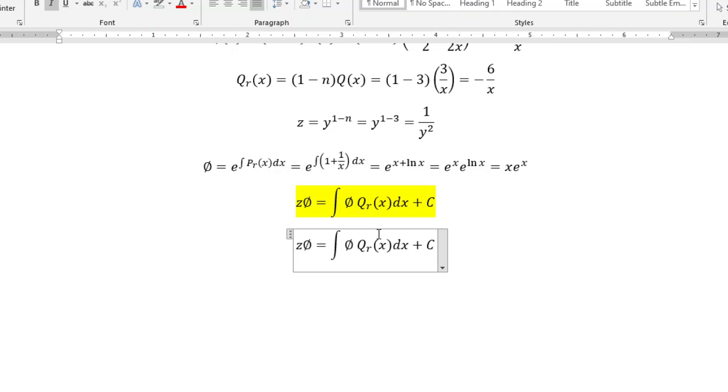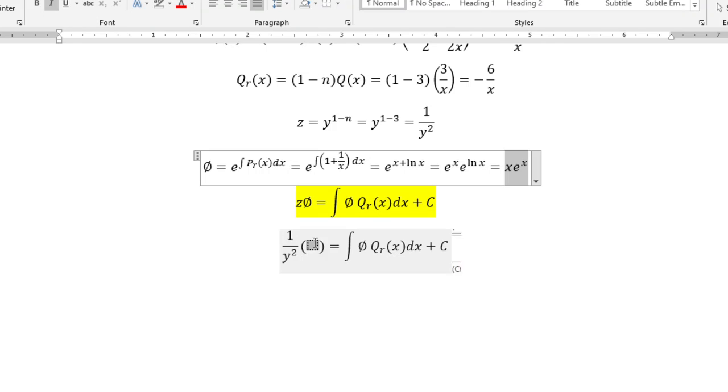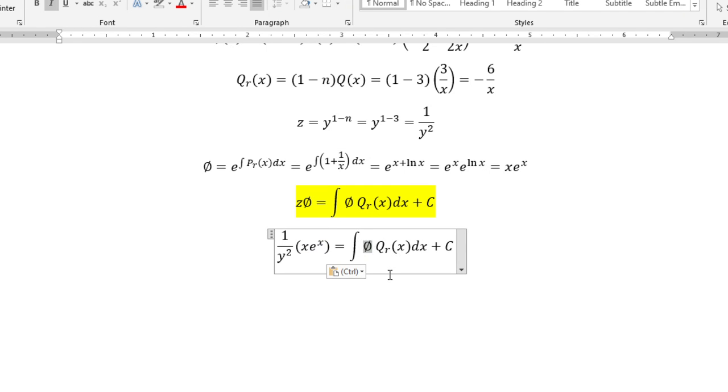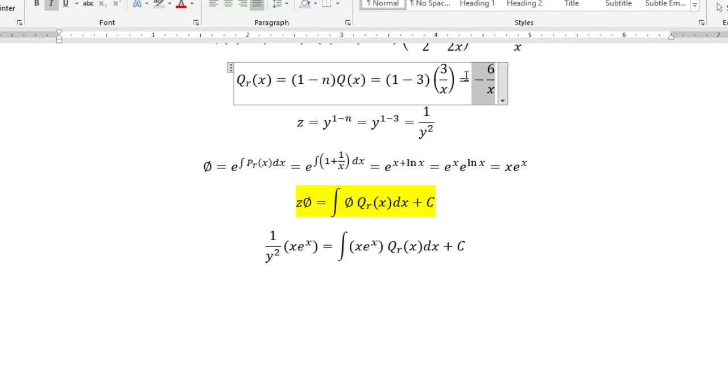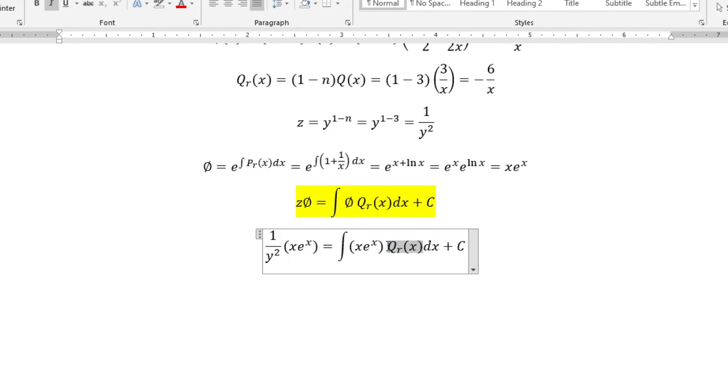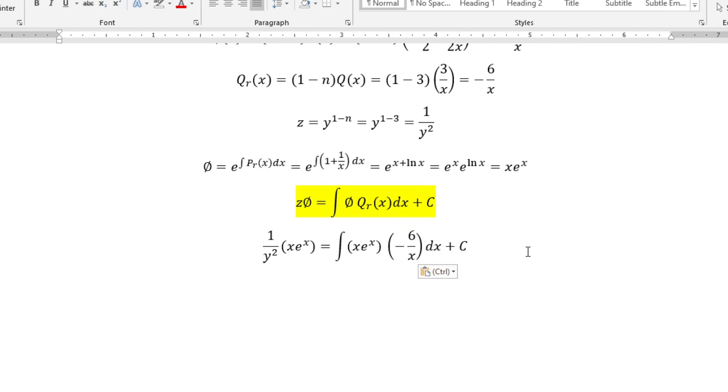So, ano nga ba yung z natin? Ang z natin is 1 over y squared multiplied by P. Ang P natin, x e raised to x. So, P ulit natin dito, x e raised to x. And then, q of x will be negative 6 over x. Negative. Okay. So, yan yung magiging equation para ma-solve.